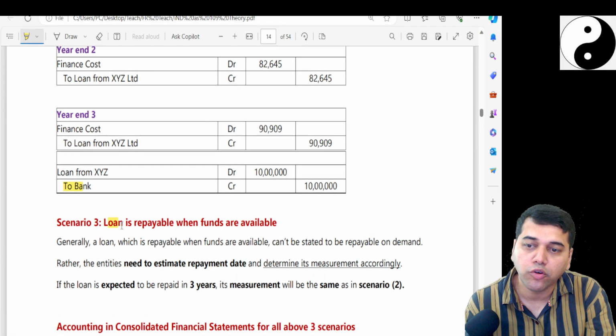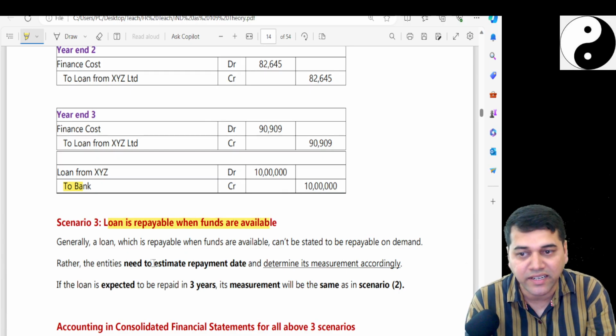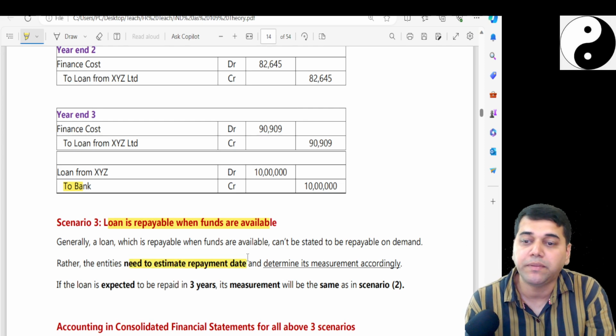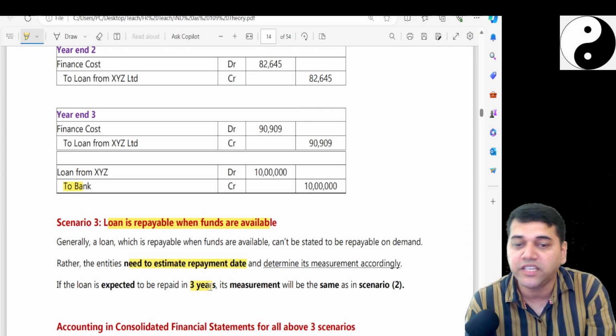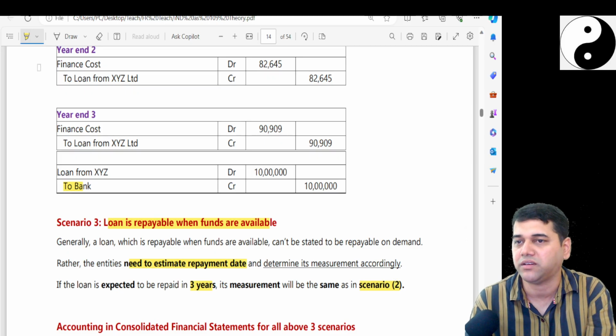Now scenario 3, the loan is repayable when the funds are available. Then the standard says you need to estimate the repayment date. If you think that it's paid in 3 years, then do it as per scenario 2, 1 mark.